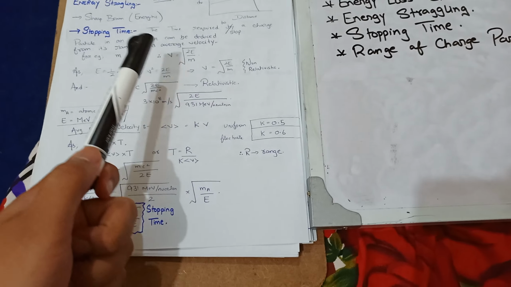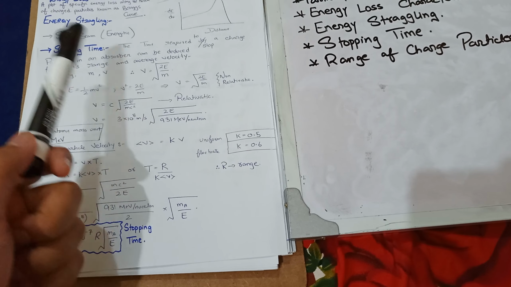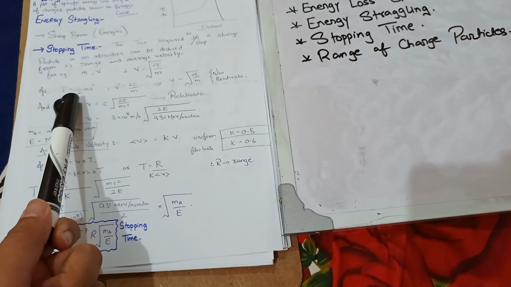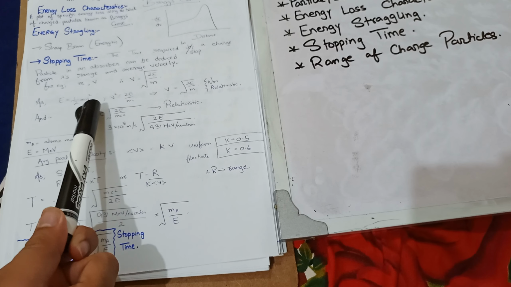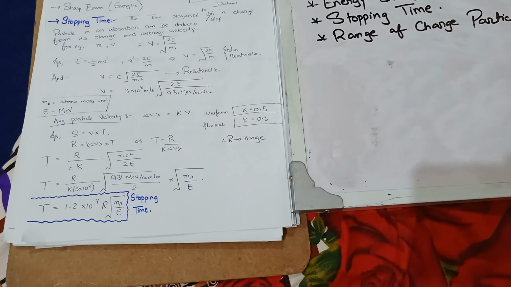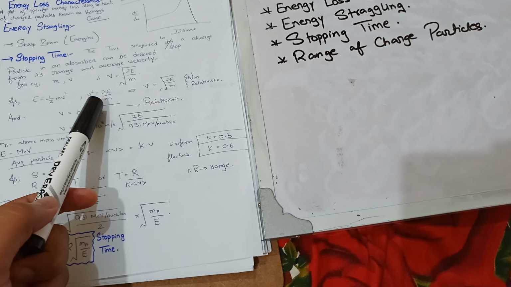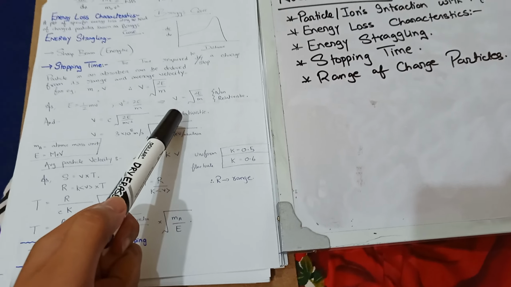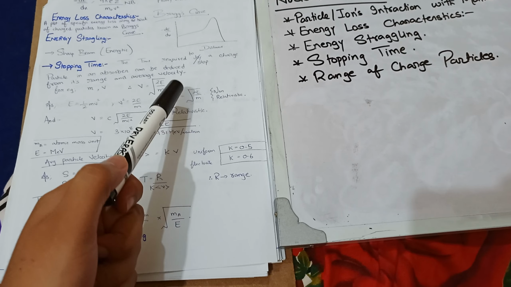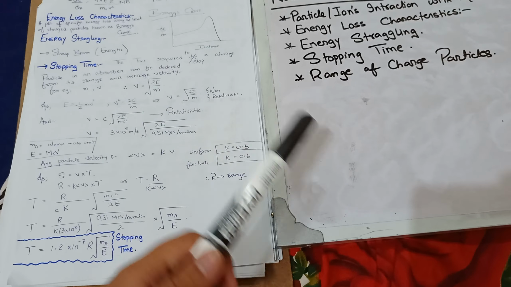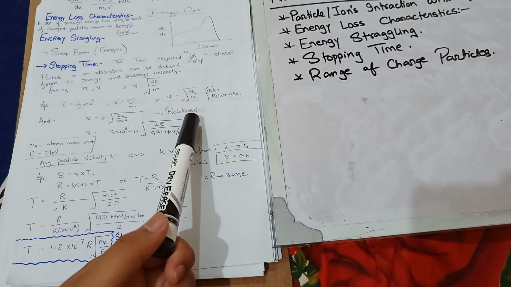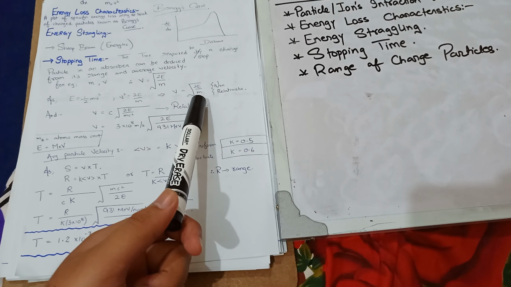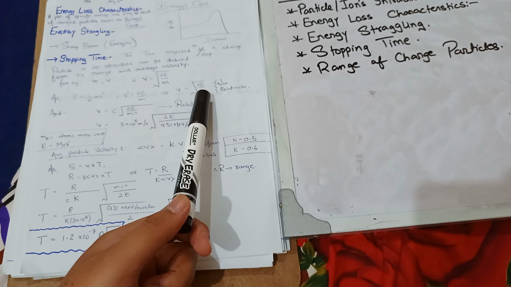So how do we derive the relation for stopping time? We start with the formula of kinetic energy, which is half m v squared. If you want to find the velocity, move the other terms to the other side and you get v squared equals 2E divided by m. Taking the square root on both sides, you get v equals the square root of 2E divided by m. But this is the non-relativistic case, because you are not seeing any relativistic term, like the speed of light.